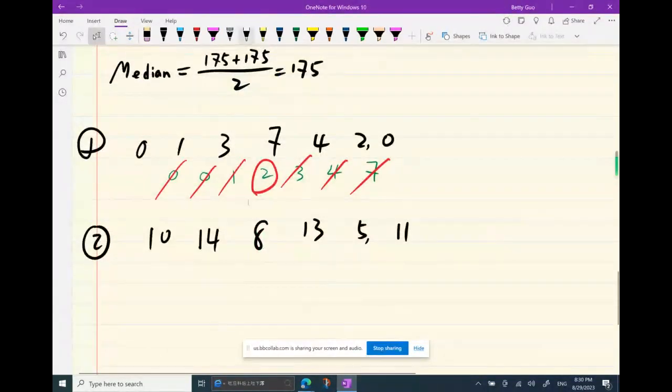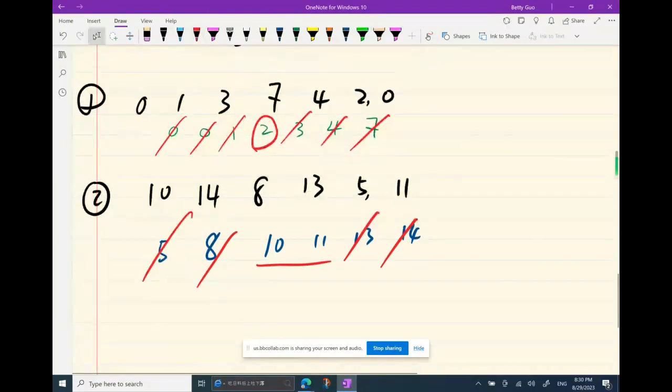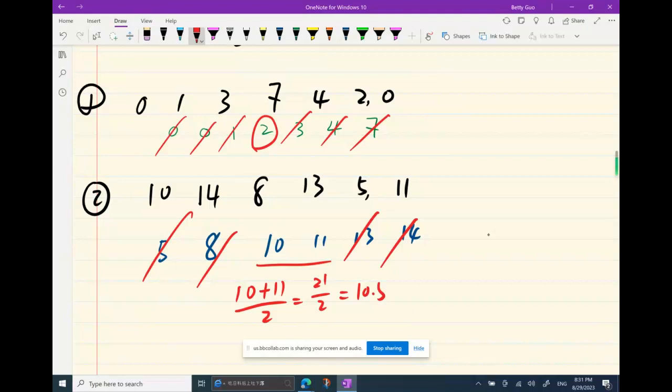Firstly, don't forget to sort it. I know it's annoying, but you would have to do that. So we sorted: 5, 8, 10, 11, 13, 14. And then we do the technique. Cross out, and we have two values in the middle. Which one is the median? None of them. We have to take the average. 10 plus 11 divided by 2. 10 plus 11 is 21, divided by 2, we have 10.5. 10.5 is the median.